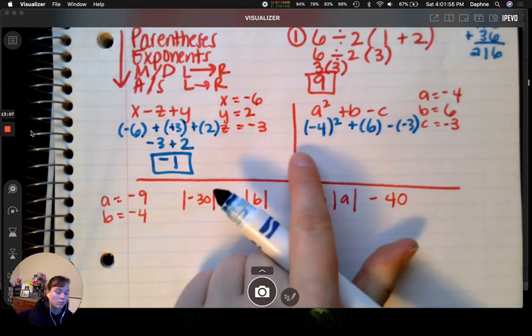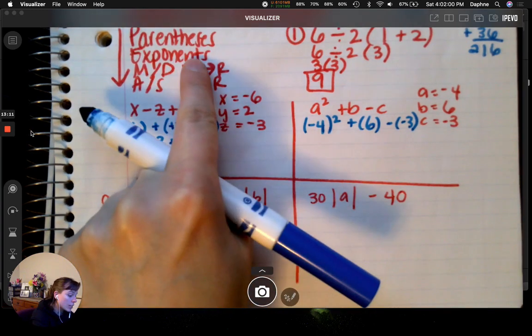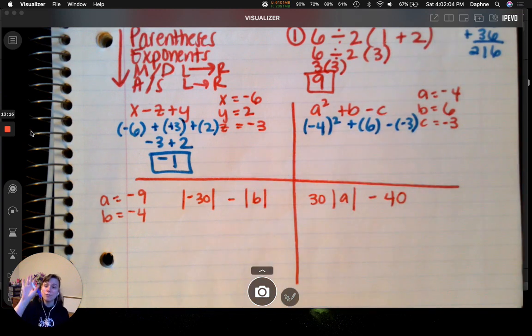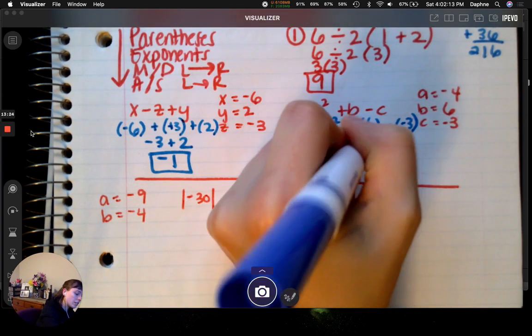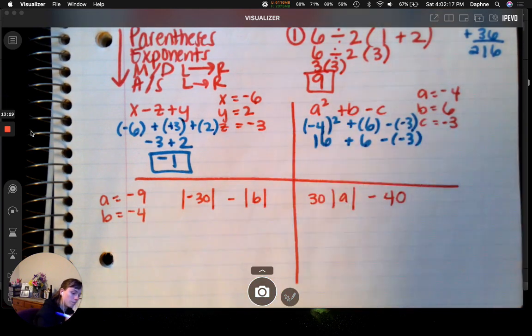Parentheses. We're good. They're all 1 number inside the parentheses, so we're dandy. Next one, exponents. I see one, -4 squared. That means -4 multiplied by another -4. What is -4 multiplied by -4? You should have +16 plus 6 minus a -3.